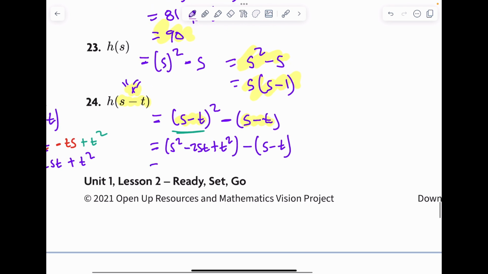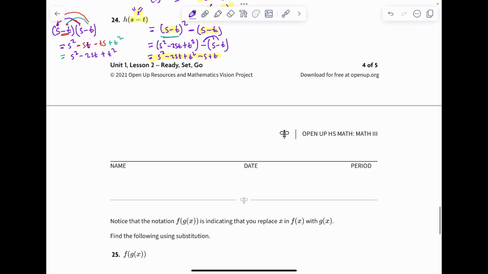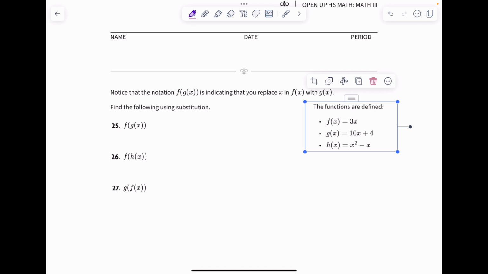I can't really combine anything else anymore, right? There's nothing I can combine. This is s squared minus 2st plus t squared minus s plus t. All I'm doing here is making sure that I am distributing this minus to both of them. So my final answer is this long expression. Let's paste this again up here now. We're getting close to the end.